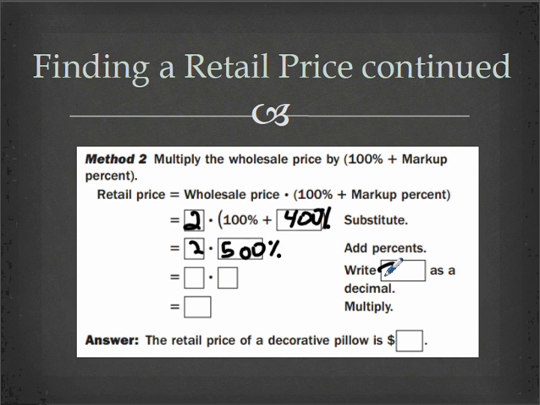If we have 500% and we want to write that as a decimal, just like before, we're going to move this over, and that gives us 5. So we can substitute a 5 in for 500%. So 2 times 5 is $10. The retail price of that decorative pillow is $10. Both ways are effective at working. This is just saying, okay, it cost me $2. I want 100% of that price back, and then I want to mark it up another 400%.